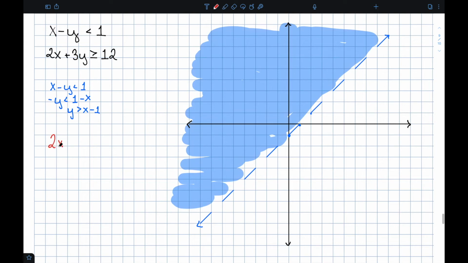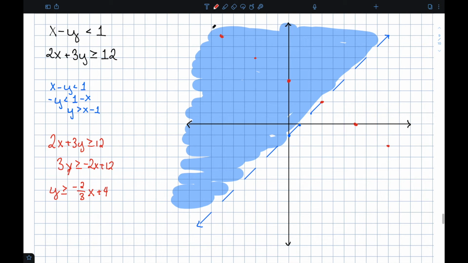My second inequality, 2x plus 3y greater than or equal to 12. I'm going to move the 2x to the other side to get 3y is greater than or equal to minus 2x plus 12. And divide by 3 to get y is greater than or equal to minus 2/3 x plus 4. So this has a y-intercept of 4 and a slope of negative 2/3. So for every 2 I go down, I should go over 3. Or for every 2 I go up, I should go left 3.